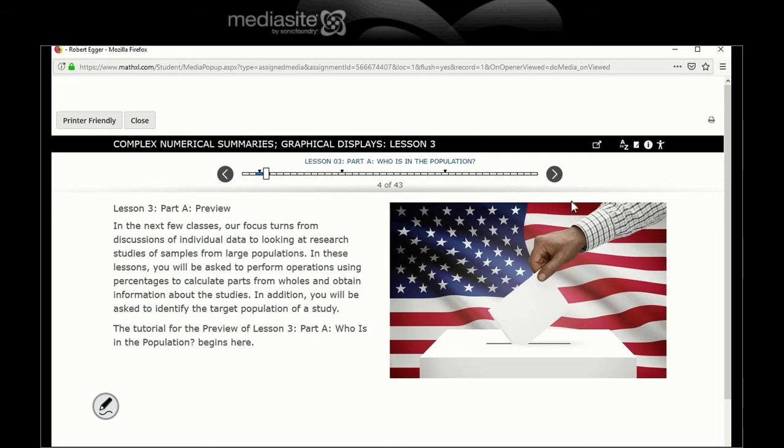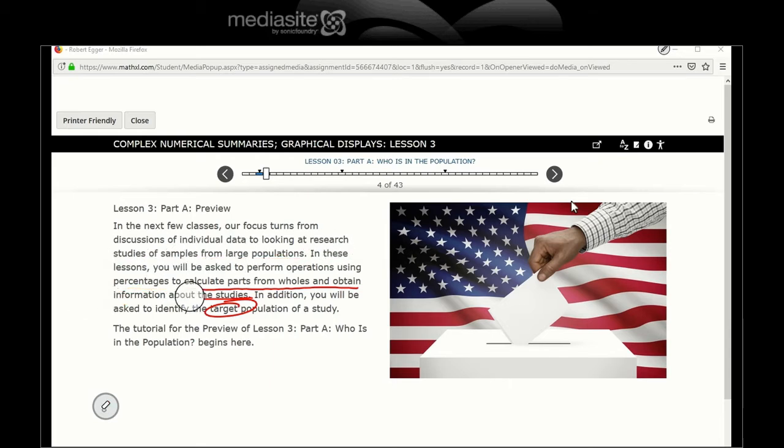Okay, so let's see. The next few classes, our focus turns from discussion of individual data to looking at research. Research studies of samples from large populations. In these lessons, you will be asked to perform operations using percentages to calculate parts from wholes and obtain information about the studies. In addition, you'll be asked to identify the target population of a study. So let's begin.